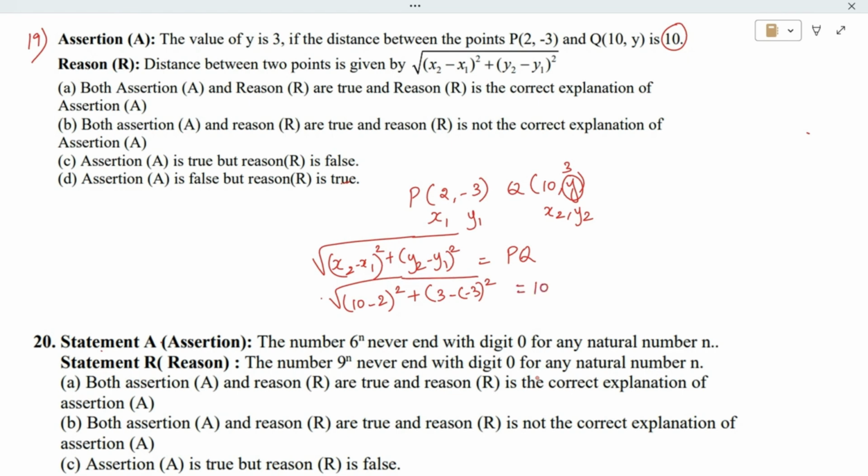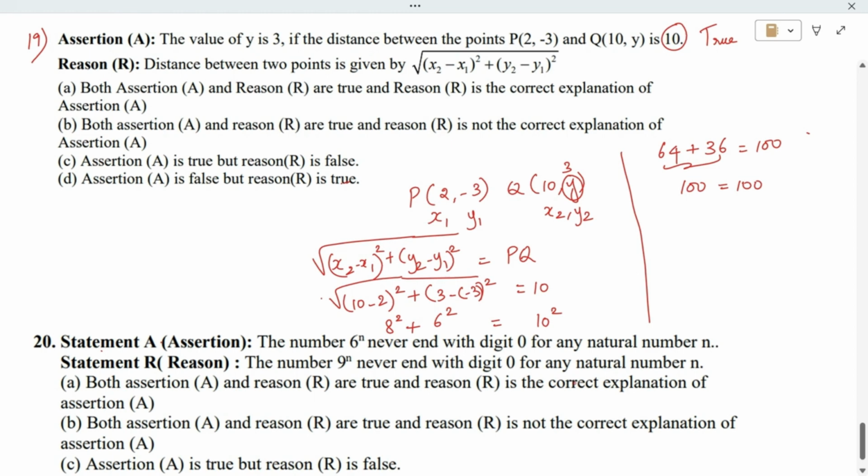Now I am taking the square root to the other side, so it becomes 10 square. And here 10 minus 2 is 8, so 8 square plus 3 minus 3 will become plus 0, so 0 square. I'm going to check whether 8 square is 10 square. 8 square is 64, 6 square is 36, equal to 100. Is it 100? 60 plus 30 is 90, 4 plus 6 is 10, so 100 is equal to 100, which means the given assertion is true.